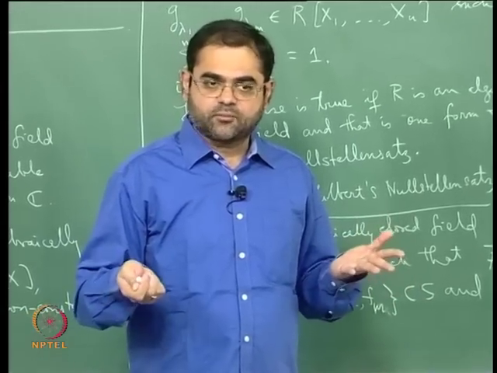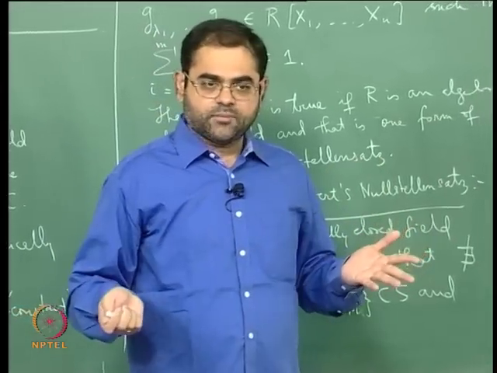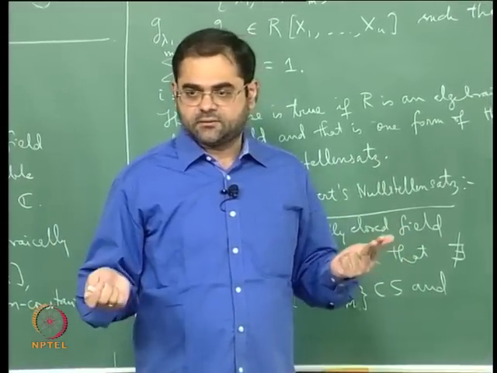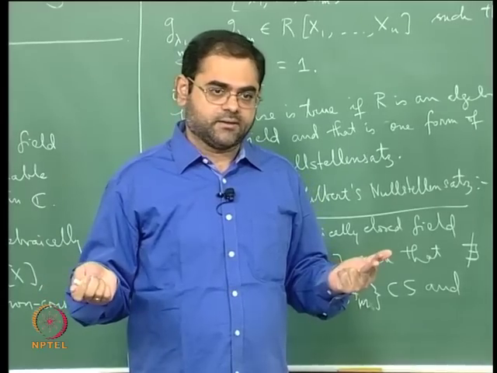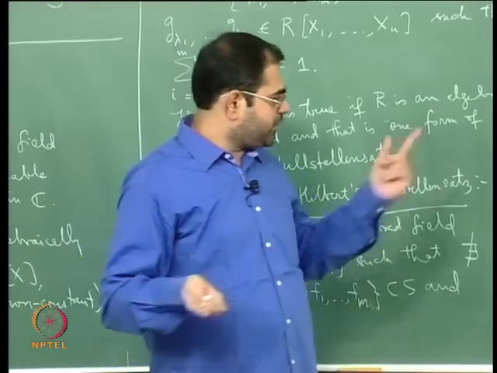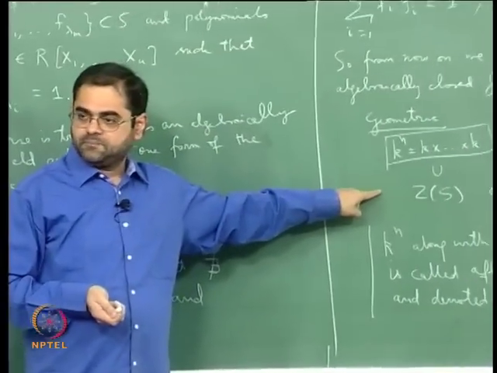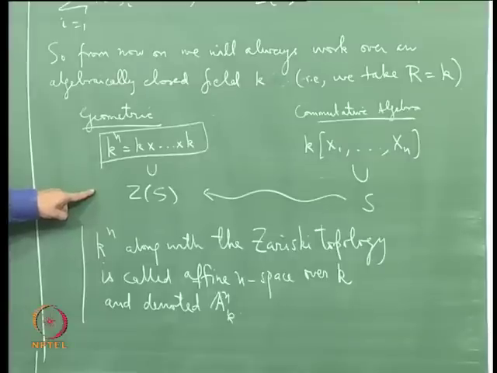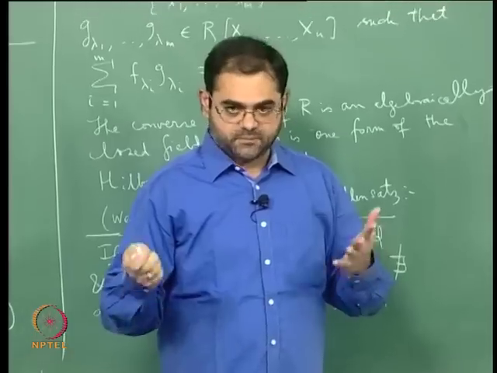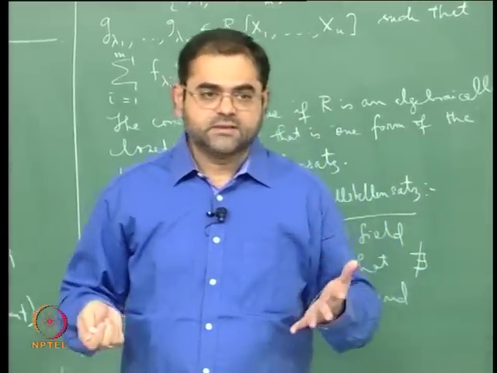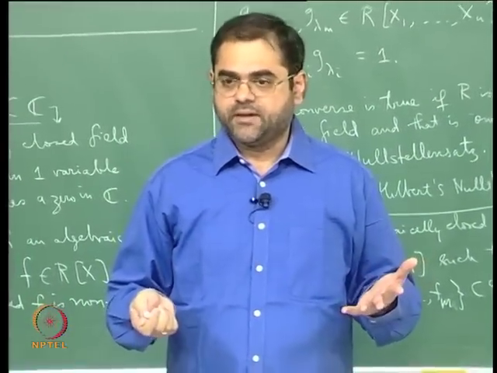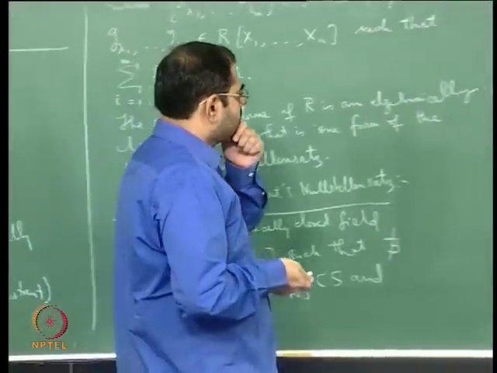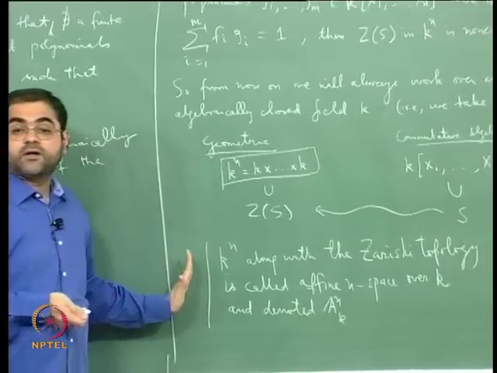And what are the axioms for a topology? The whole space should be an open set, the null set, which is the empty set, should be an open set, an arbitrary union of open sets should be open, a finite intersection of open sets must be open. So these are the four conditions for a collection of subsets of a set to make it into a topological space. Okay, so I'll have to explain what the open sets are.